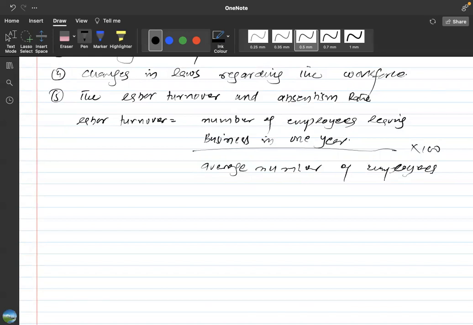Similarly, absenteeism rate is also there, how many people are remaining absent. If a lot of people are remaining absent, then business will be in need of more number of workforce, otherwise how will they complete their orders and how will they provide services to people.